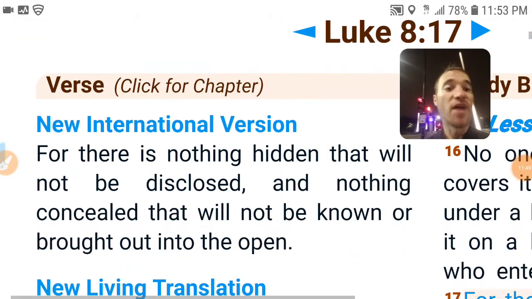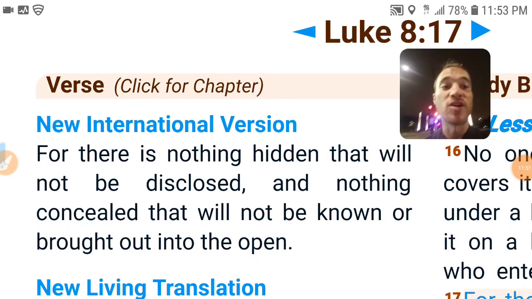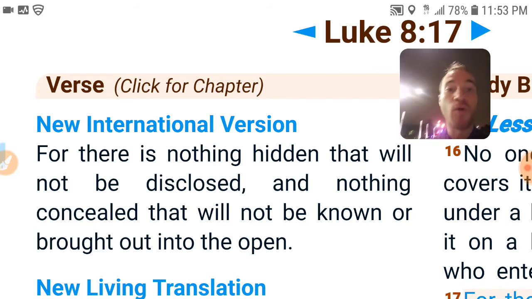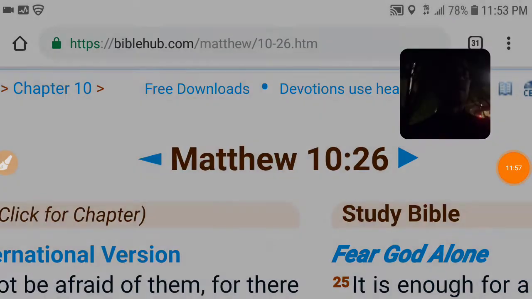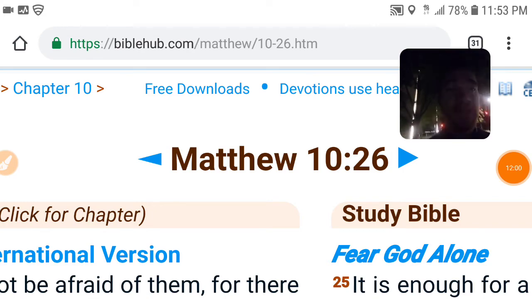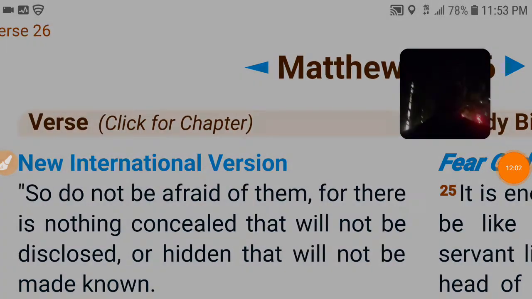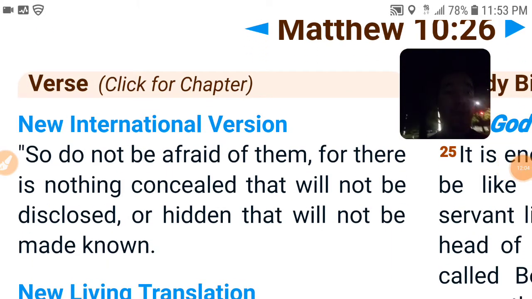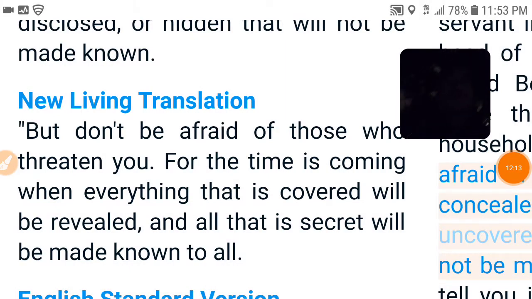"For there is nothing hidden that will not be disclosed, and nothing concealed that will not be known or brought out into the open." Also Matthew chapter 10, verse 26. "So do not be afraid of them, for there is nothing concealed that will not be disclosed, or hidden that will not be made known." The New Living Translation: "For the time is coming when everything that is covered will be revealed, and all that is secret will be made known to all."